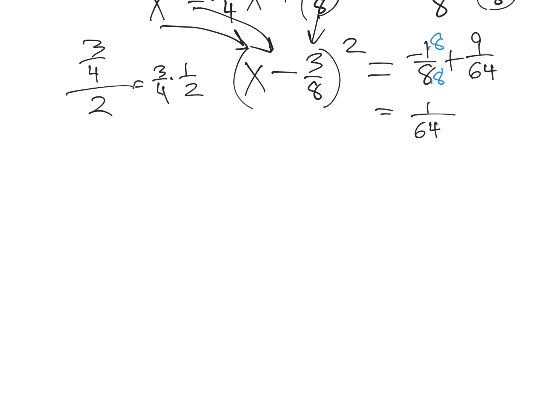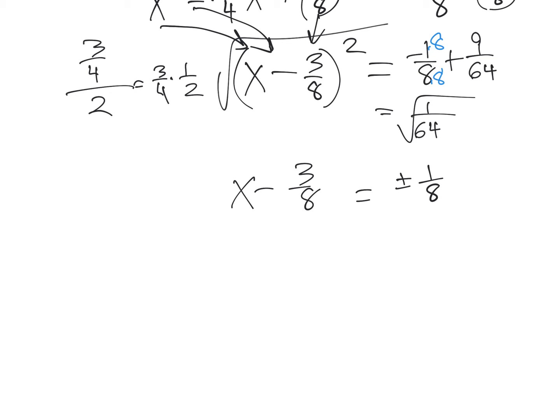So let's go ahead and we're going to take the square root of both sides, right? What's the square root of 1/64, please? Square root of 1 is what? 1. Square root of 64? Okay, so the right side you have plus or minus 1/8. The left side you have x minus 3/8. So you have 3/8 plus or minus 1/8. Doesn't that look easy?